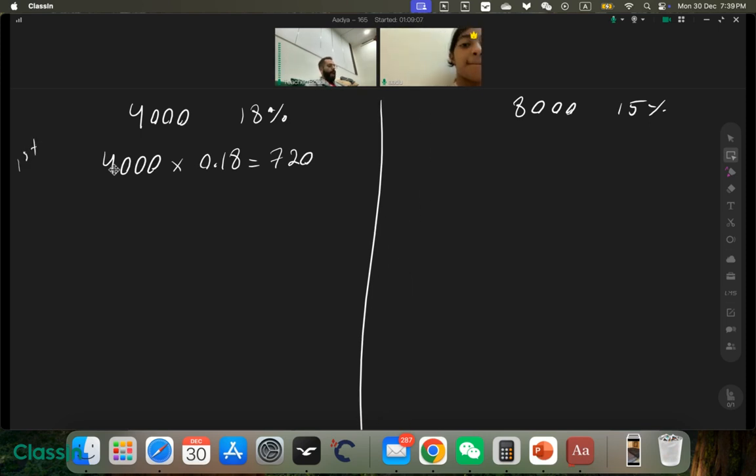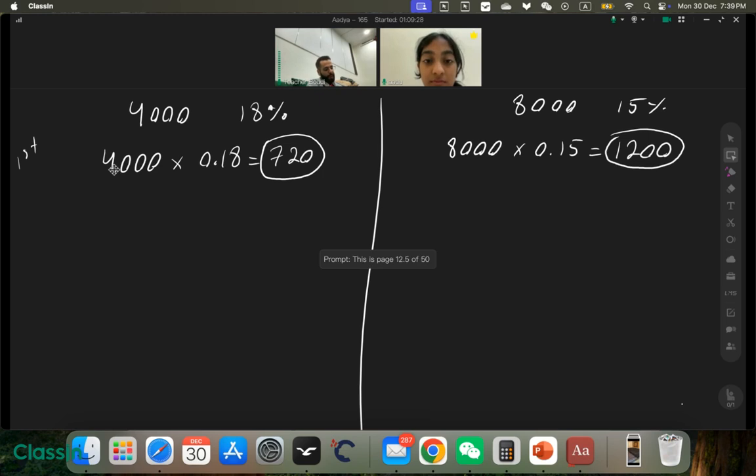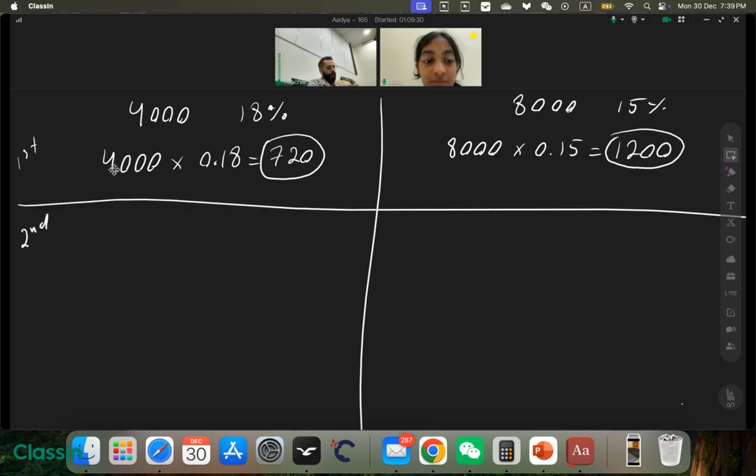Now, 8,000 times 0.15 is equal to 1,200. What is the 720 and what is the 1,200? What are these numbers? The interest. Okay, so the second year now. Go. This is where things get more interesting. The first one, you were able to do very easily. Now, the second one is the more challenging one. I need you to gather all of your mental capacity, please.